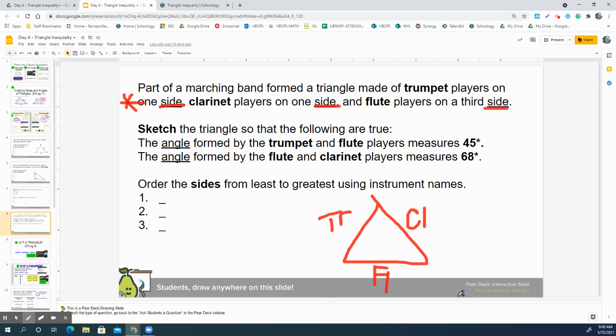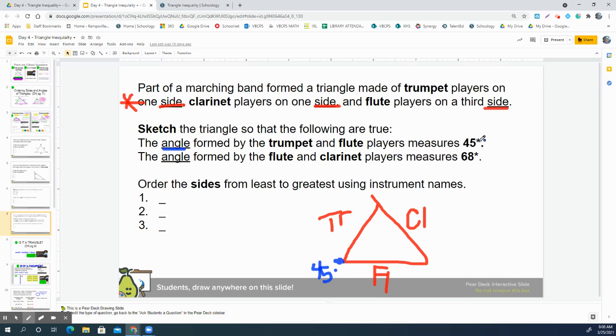Up until now, we've labeled corners with letters. We're labeling sides here. You've got to read the question super carefully, okay? The angle formed, so now I'm talking about angles, the angle formed by the trumpets and the flutes, so the point where the trumpets and flutes come together is 45 degrees.